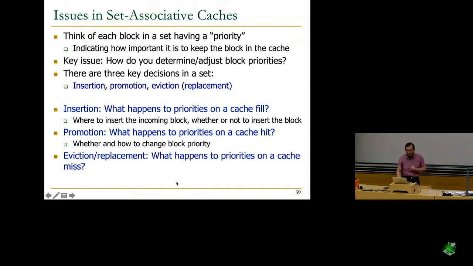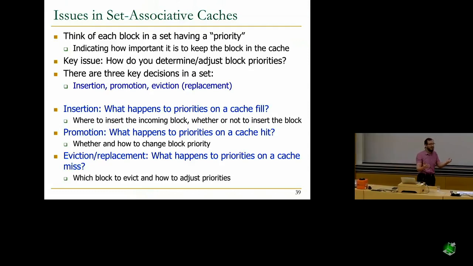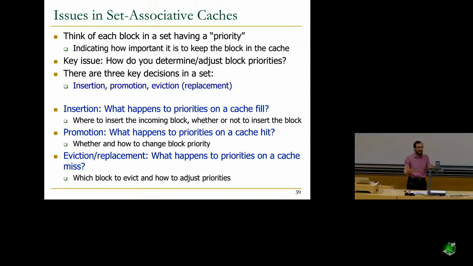And eviction and replacement: what happens to priorities on a cache miss? Which block do you evict, and how do you adjust the priorities? Because if you have a set associative cache, let's say you have two blocks, A or B, and now you're bringing in C. Which one do you evict, A or B? If you have a least recently used policy, you should evict the block that's least recently used. So you need to keep track of the recency of use. That's one policy.